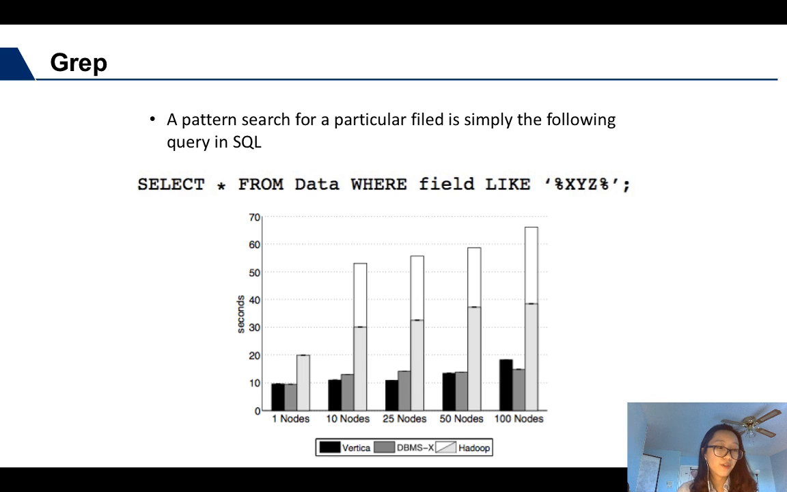And as for the task execution, a pattern search for a particular field is simply the following query in SQL: select from data where field like XYZ. The results show that Hadoop and the DBMS perform similarly, and Vertica performs better than these two.